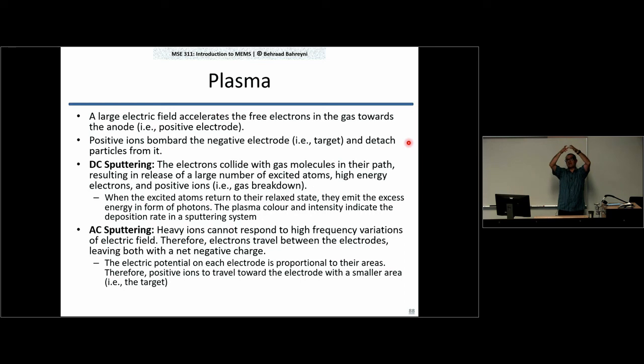And when that happens, the positive ions that you have here, the argon ions, are going to respond to that DC field, and they're going to hit your target, your source. And by doing so, you remove material from the source, and then the material comes and sits on the substrate that is sitting on a larger electrode. Now, you can sputter both metals and dielectrics in this way.